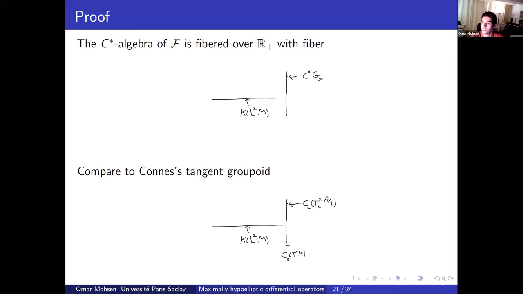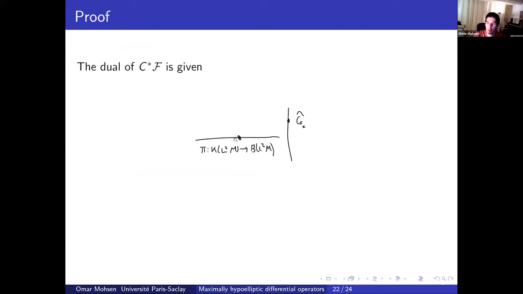Now, the key point to proving this theorem is studying the space of irreducible unitary representations of this C star algebra. As I said, it's very simple. Compact operators only have one irreducible unitary representation. So the space of representations is just one line, R plus star. And at zero, you have all of the groups with all of the representations.